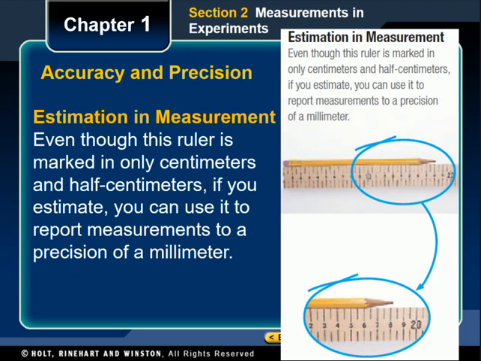The end of the pencil lies somewhere between 18 centimeters and 18.5 centimeters. The length you actually measured is slightly more than 18 centimeters. You can make a reasonable estimation of how far between the two marks the end of the pencil is, and add a digit to the end of your actual measurement. In this case, the end of the pencil seems to be less than halfway between the two marks, so you would report the measurement as 18.2 centimeters.